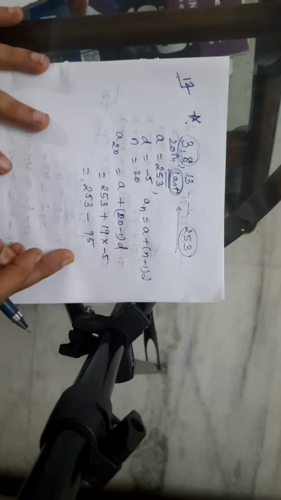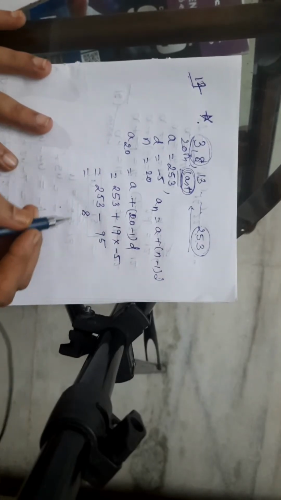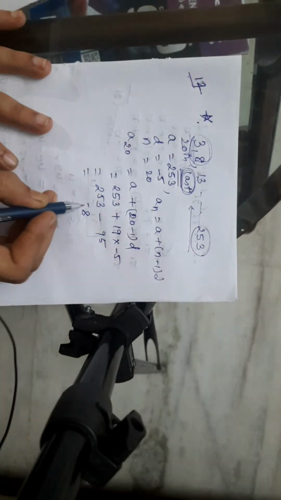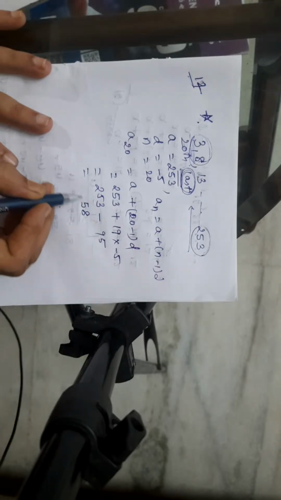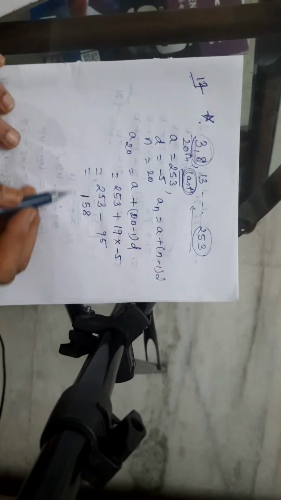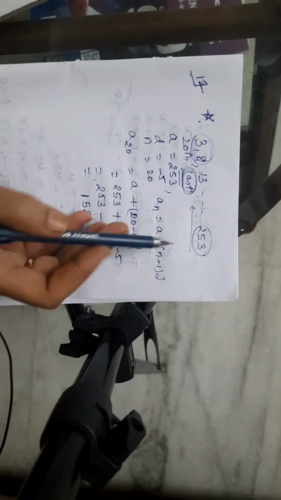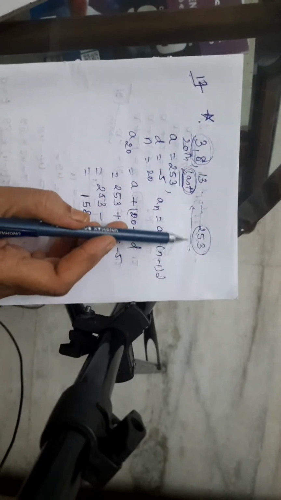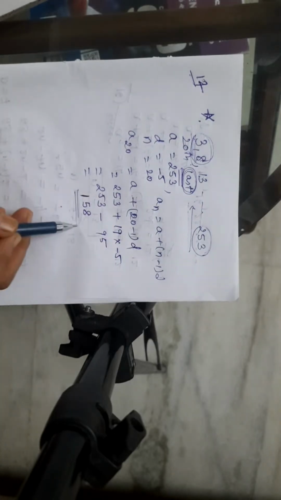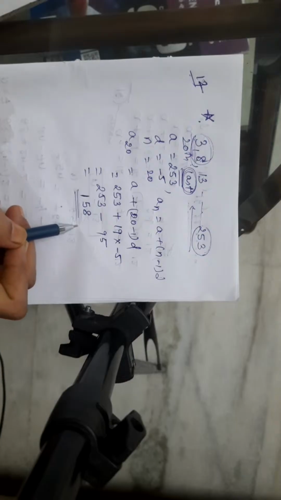95. Now subtract both the values. So here 13 minus 5, it's 8. 14 minus 9, 5. So the final answer is 158. The question was, what is the term from the last? So here the 20th term from the last. If we go on subtracting 5, ultimately we'll reach 158. 158 is the 20th term from the last.